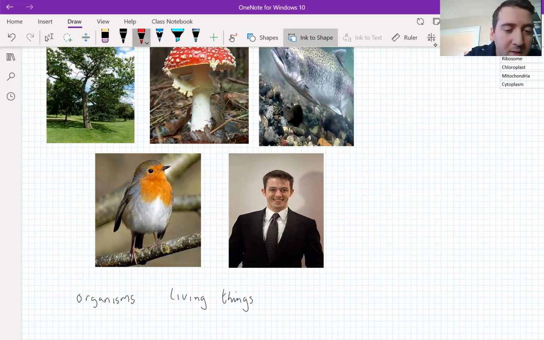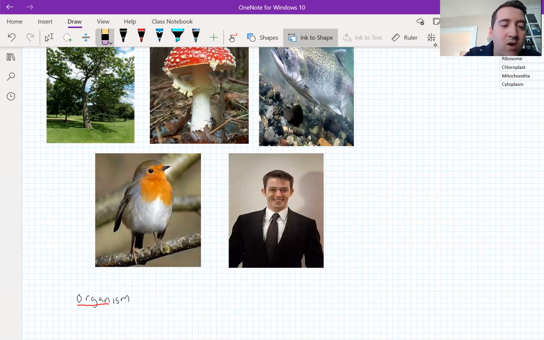Organisms. Now, I just want to underline this part of the word for you. Organ. You've probably heard that before. An organ is a part inside your body. So like your heart, your brain, your lungs, your kidneys, these are organs. So an organism is a thing that's made up of organs. Okay, so that's where the word comes from. So organisms are living things. We usually write this as the singular version. So I'm going to get rid of the S on organism. And I would write this now: an organism is a living thing. That's what we mean by an organism.